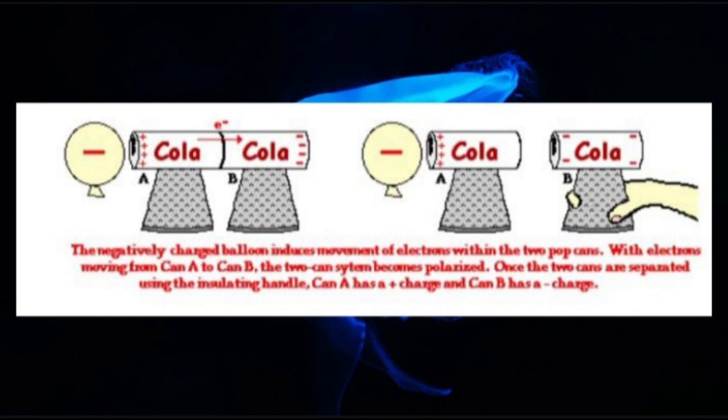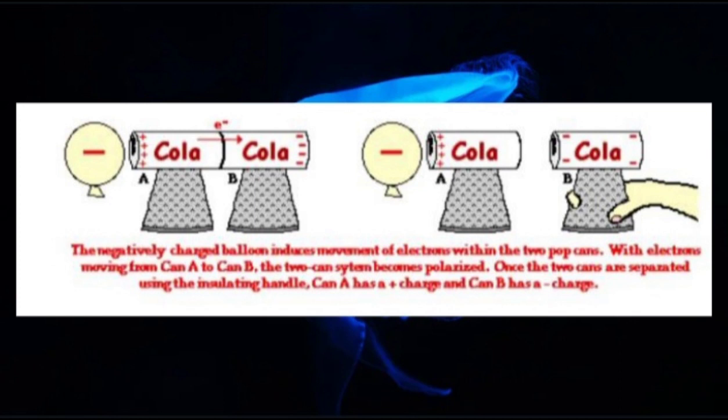Now that we have separated the two cans, it is time to test whether the type of charge on the can will attract or repel the negatively charged balloon. Of course, we would expect that can A, being positively charged, would attract the negatively charged balloon, and can B, being negatively charged, should repel the negatively charged balloon.